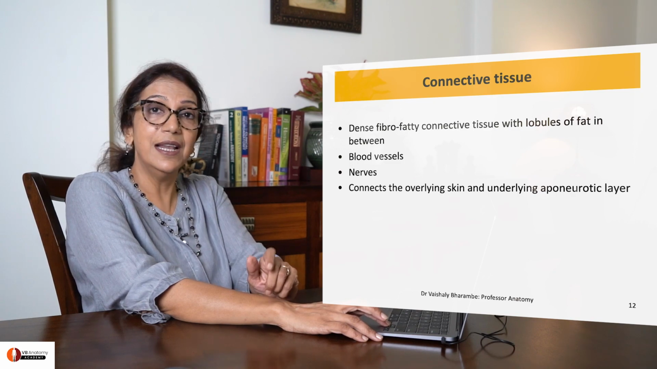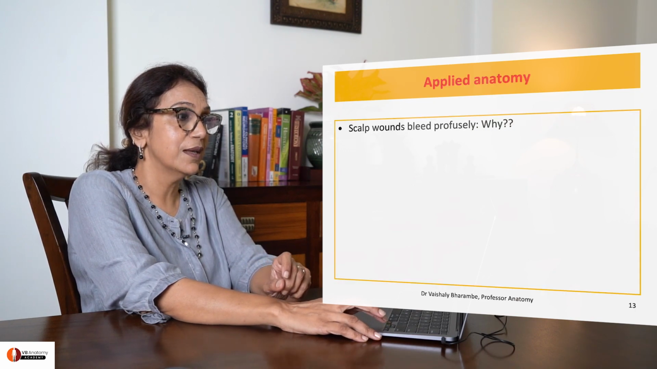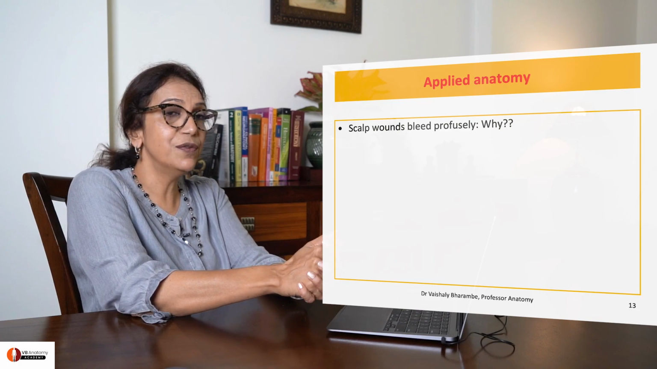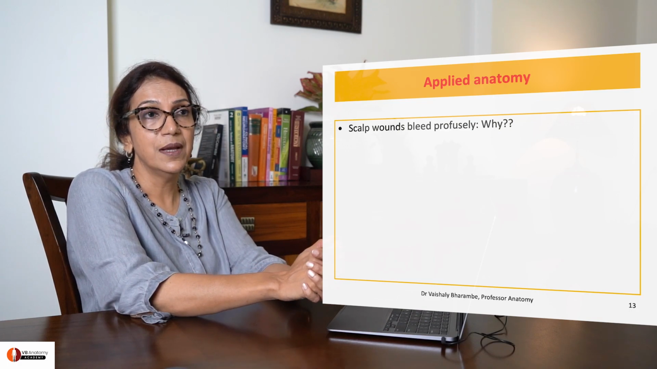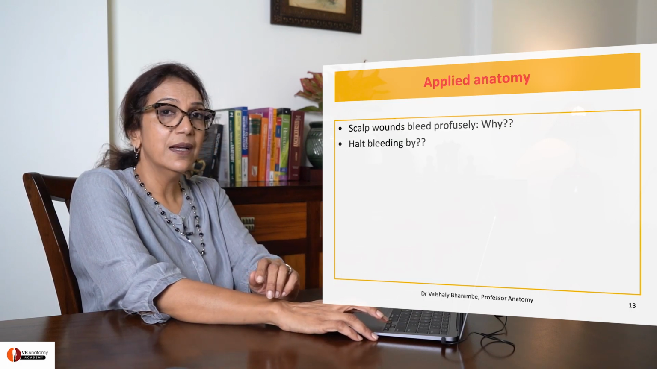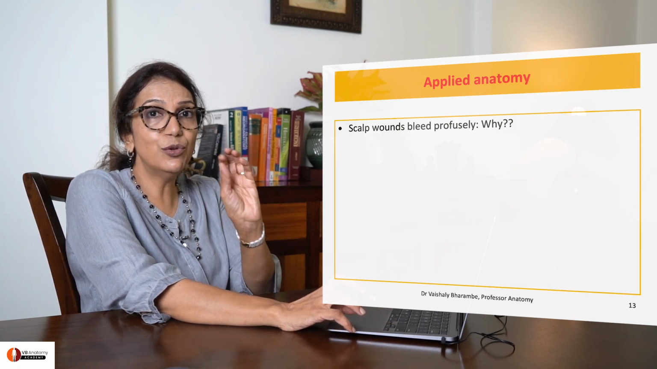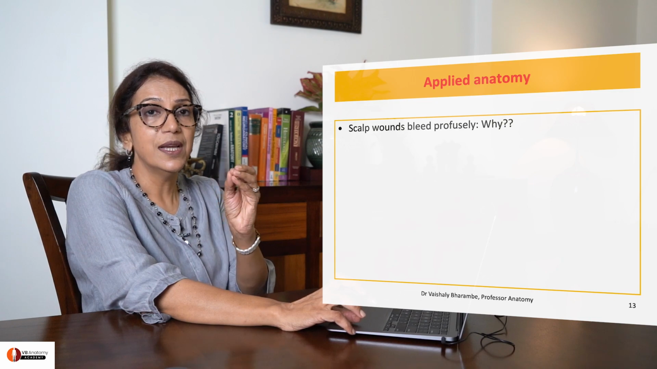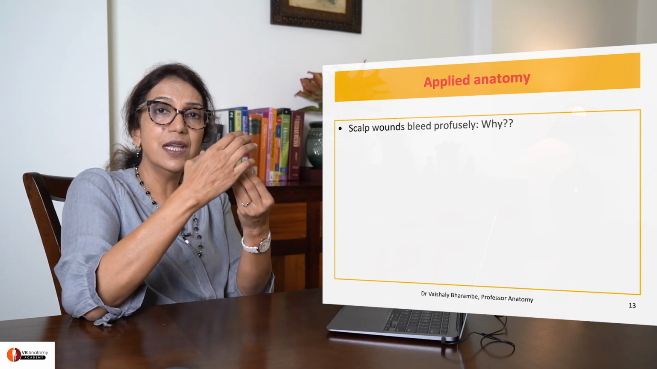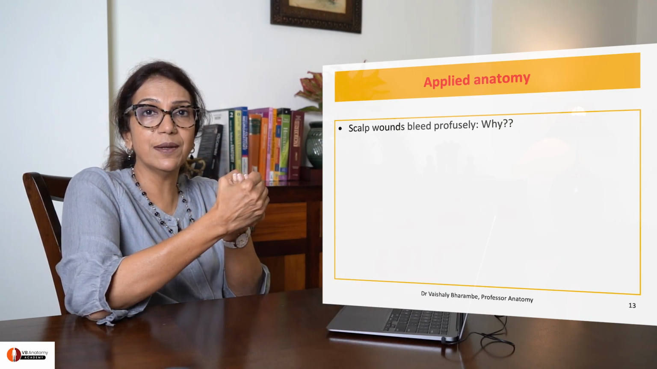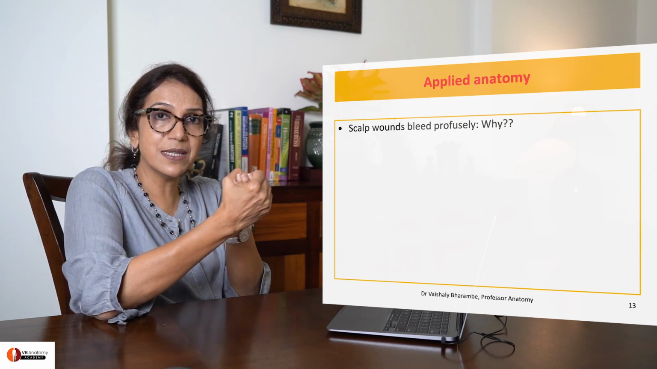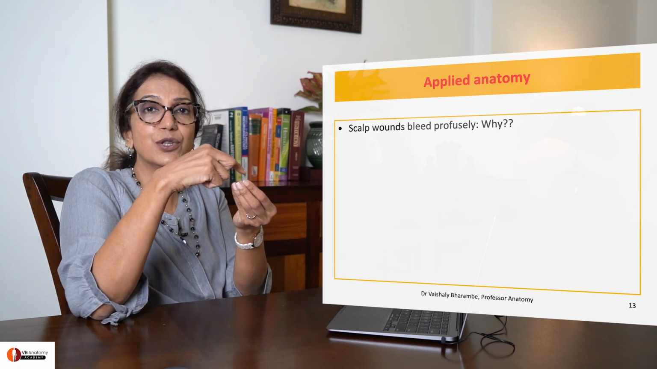Yes, it does. Let's understand what it is. Scalp wounds bleed profusely. Why? Now understand that the blood vessel passing through this dense connective tissue has its adventitia fused with the connective tissue layer.